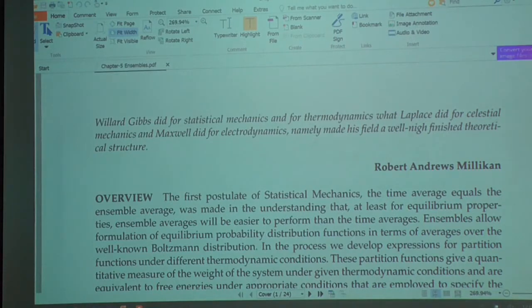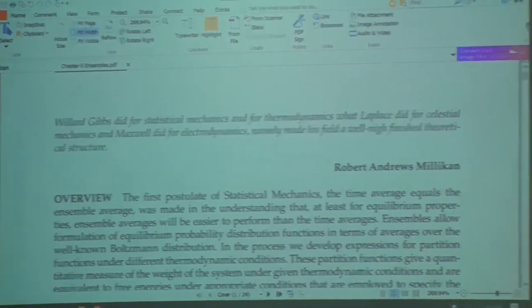Okay. Now, one of the important things is the weight of a system in an ensemble. How do you define the weight?